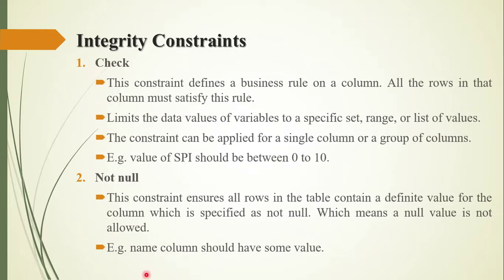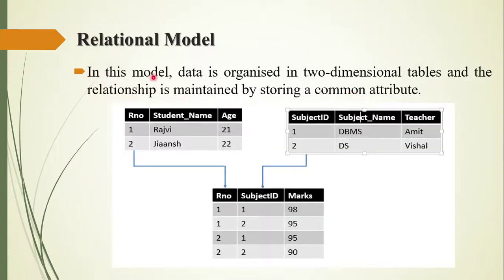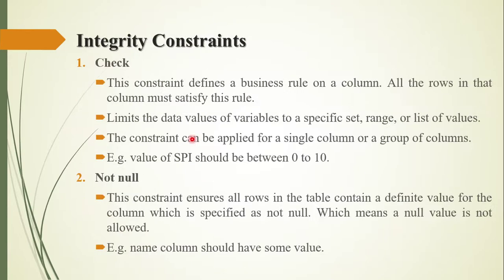First is check. So this constraint defines a business rule on a column, okay. So in a table we have columns, in this table we have 3 columns, roll number, student name and age, and we have 2 rows, that is 1 Rajvi 21, 2 GNs 22. So this is the table, and it is a collection of rows and columns. This I have explained in lecture number 1, okay. Now this constraint defines a business rule on a column. So check constraint is performed on the column. All the rows in that column must satisfy this rule.